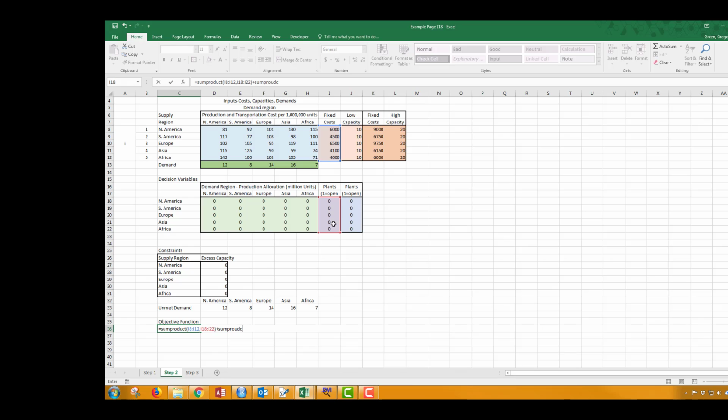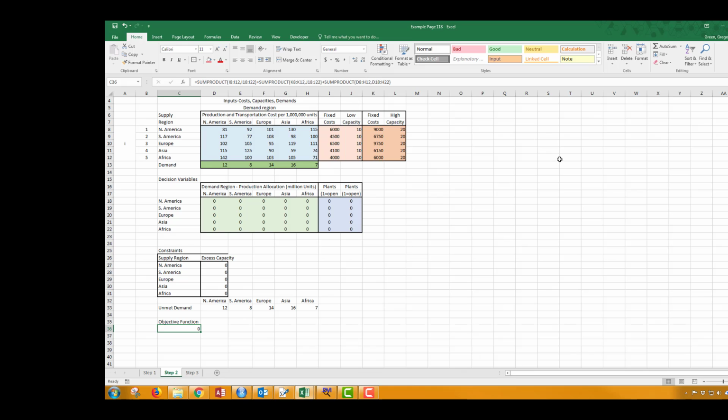So sum product, the fixed cost from the high capacity, and if I have that open, the fixed cost will add in. Close it. Now I need to put in the variable cost. Sum, plus sum product, all of the C sub ij's, comma, all of the X sub ij's. Okay, I have now completed the statement that captures total costs.